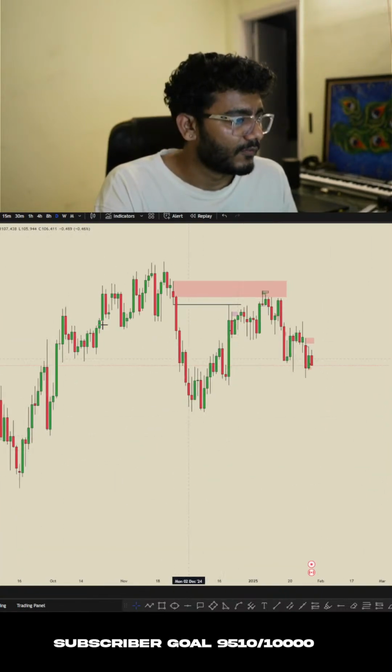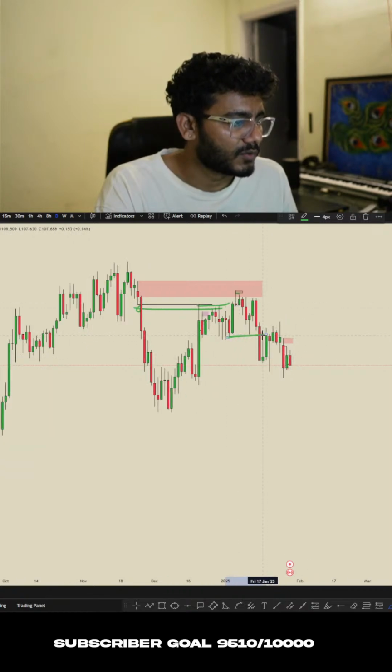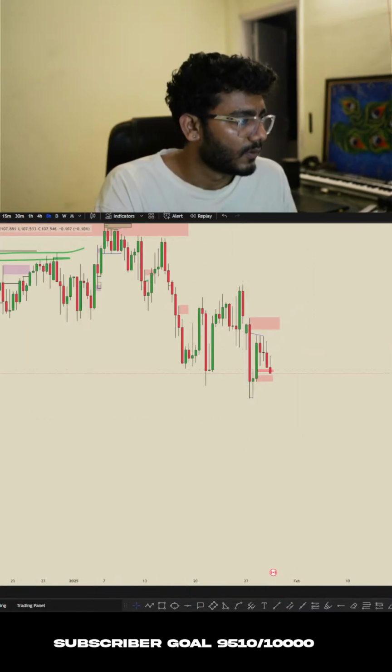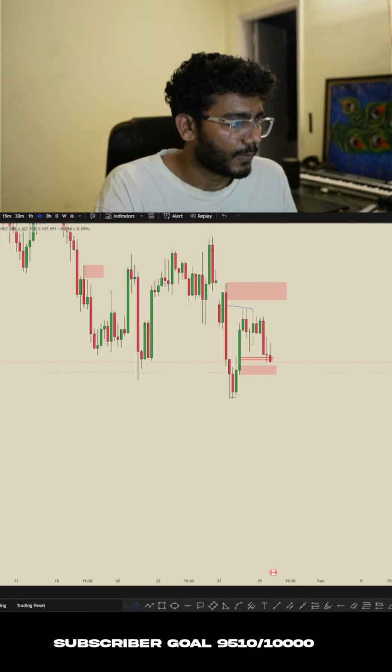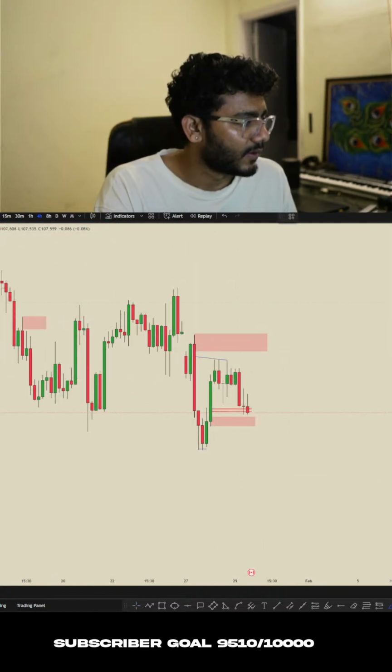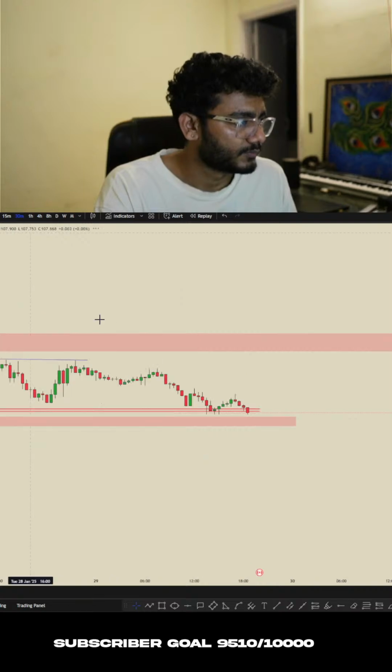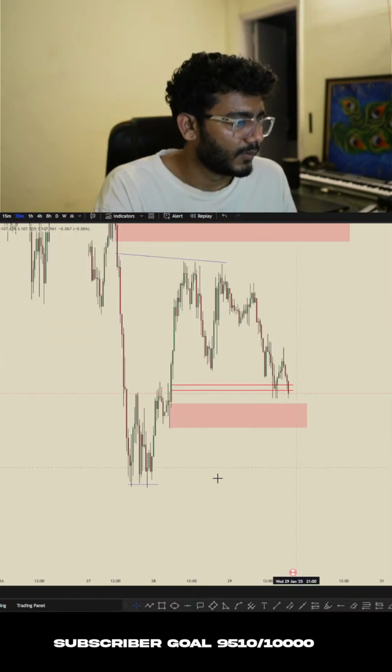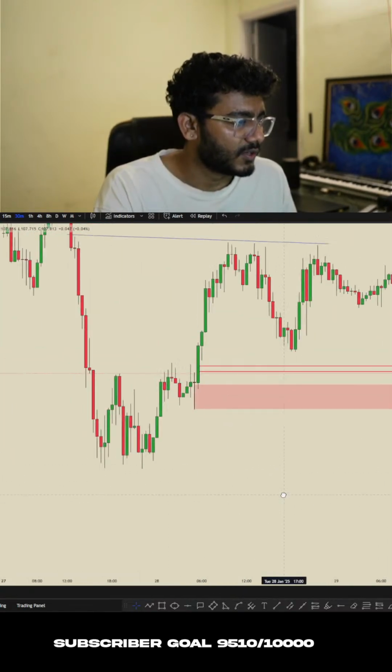CAD JPY on the daily time frame. Price fulfilled this imbalance, created a fake low, which was induced. Then price gave us this breakout structure, like a change of character, and now price is going to the downside. If you go to 4 hour, 8 hour, price has reacted from this 4 hour order block to the downside. On 30 minutes, we can see the internal structure is going to the upside.